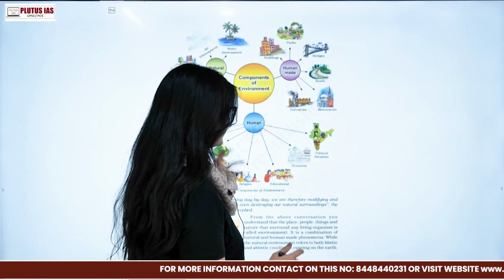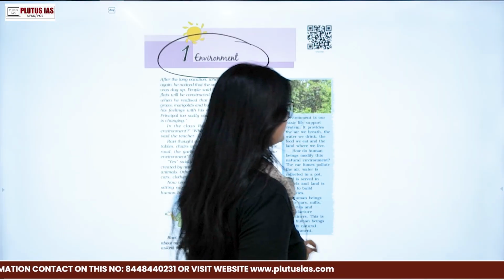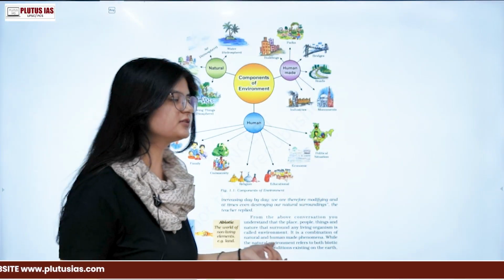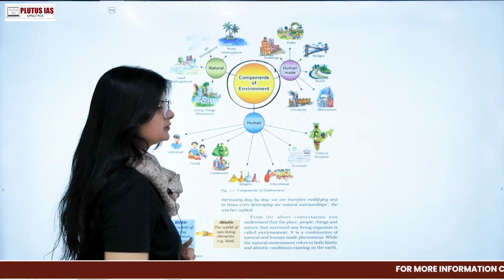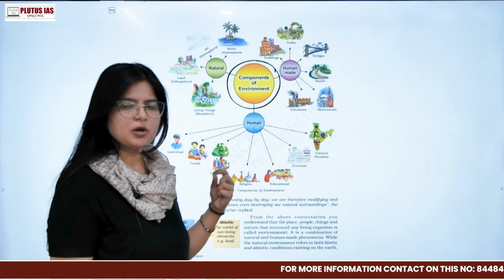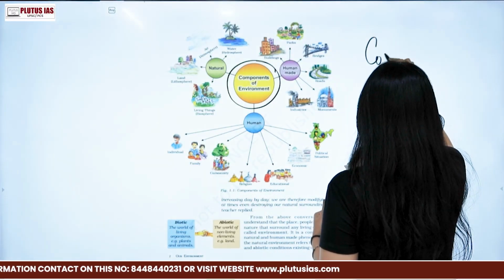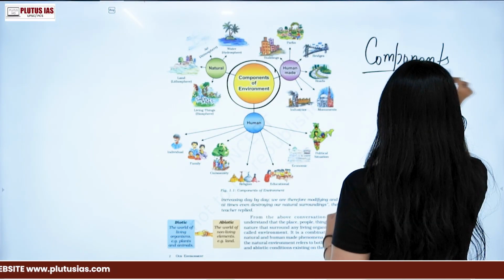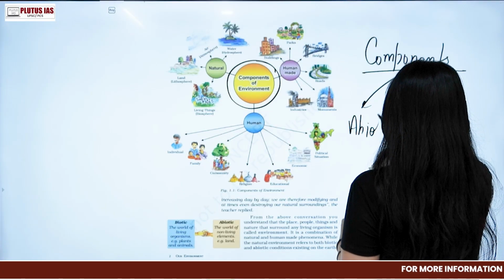The chapter that we have taken is our environment. You will find this chapter in any of the NCERTs, whether you are referring to old or new NCERTs or any other material. The first topic we are going to take is components of environment, which is a very important part of this chapter. How do you determine the components of environment? First of all, understand that you have to categorize the components of environment in a broader way. First is abiotic and next is biotic.